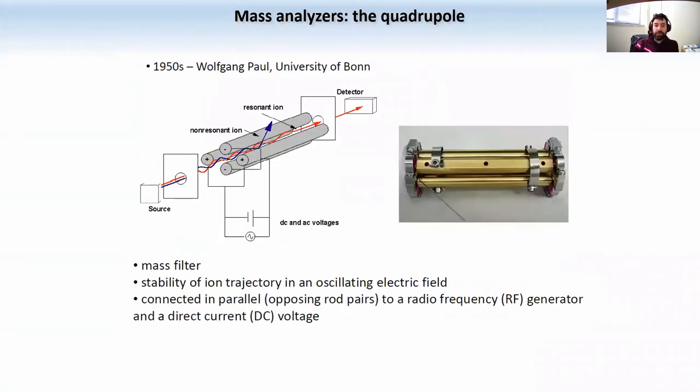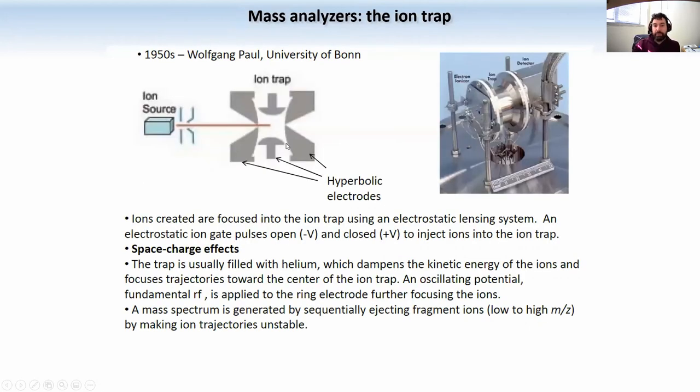Now, you cannot do this with the quadrupole. The molecules are passing through. There's no way that you can accumulate or trap them. But with the ion trap, this can be done. And that's how you gain sensitivity if you want to perform a scan of very low intense signals.